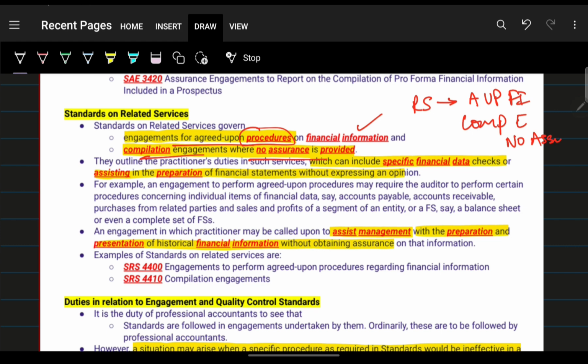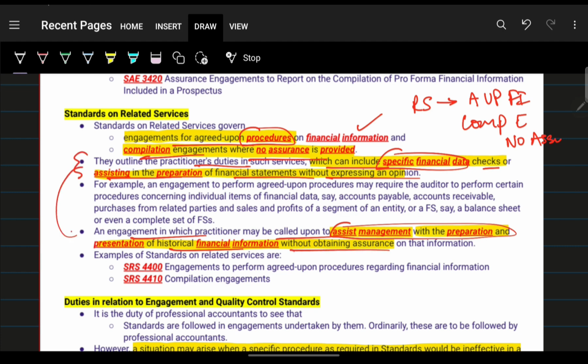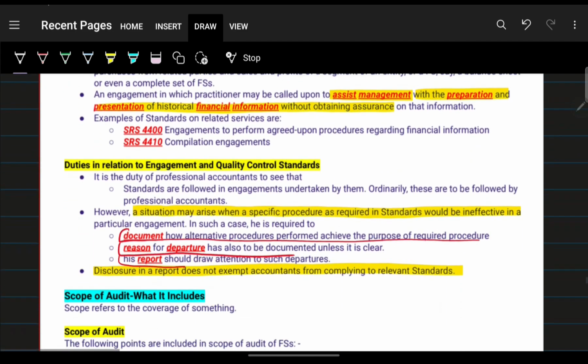Next, they outline the practitioner's duty, which can include specific financial data checks or assisting in preparation of financial statements without expressing an opinion. So if he is assisting in preparation of financial statements, he cannot express an opinion. Next, an engagement in which a practitioner may be called upon to assist the management with preparation of financial statements without obtaining assurance. Basically the same thing again.